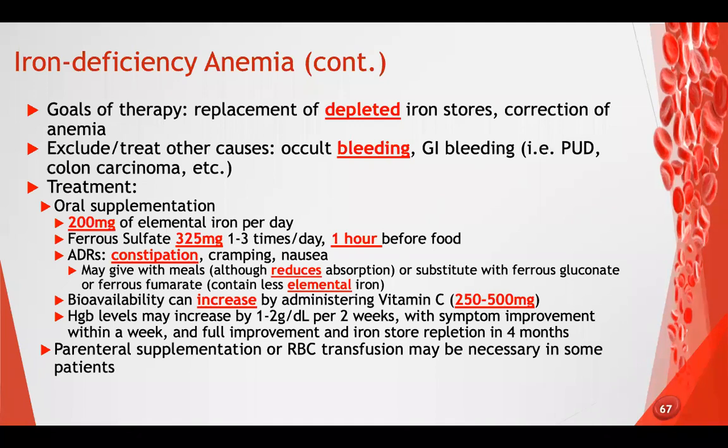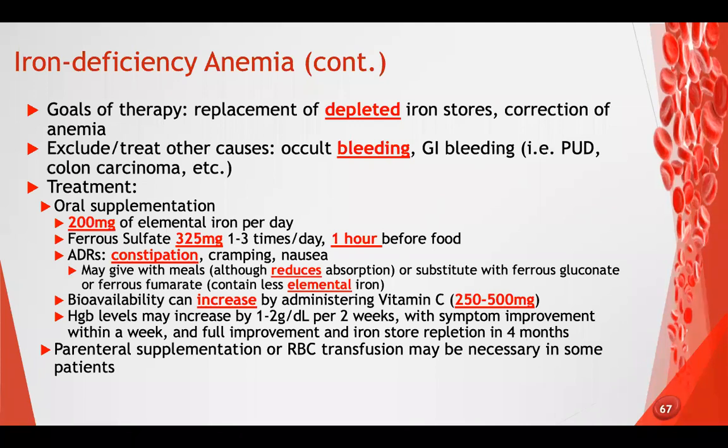With older patients, they may need help to reduce that constipation issue, perhaps giving the ferrous sulfate 325 once or twice a day is normally recommended, but it can be taken up to 3 times a day, especially if they don't have any issues with the GI side effects. But the bioavailability can increase by administering vitamin C 250 to 500 milligrams with the iron.